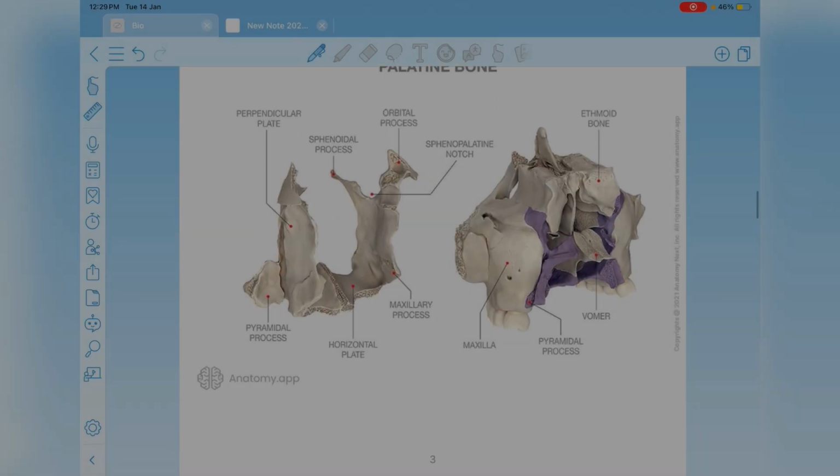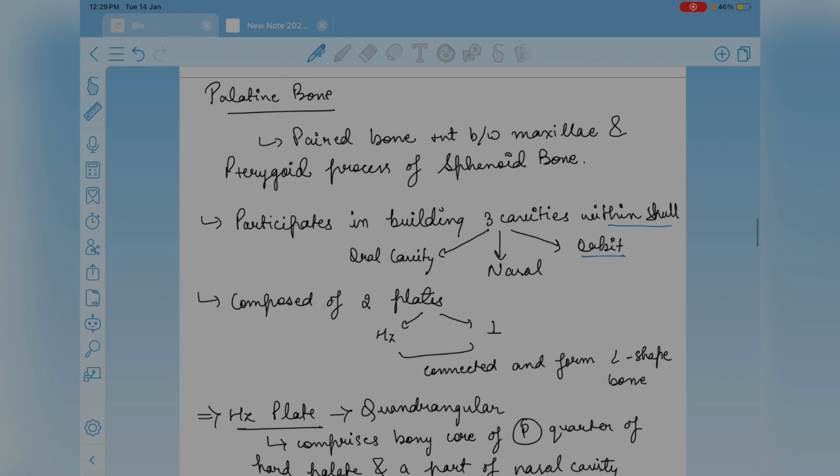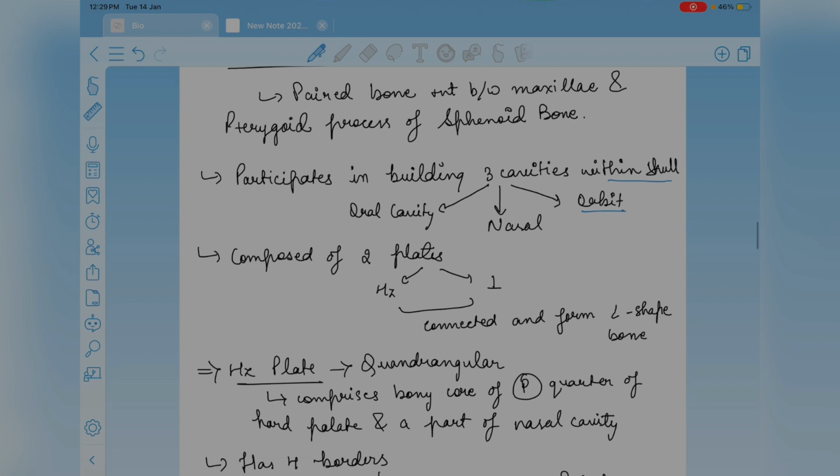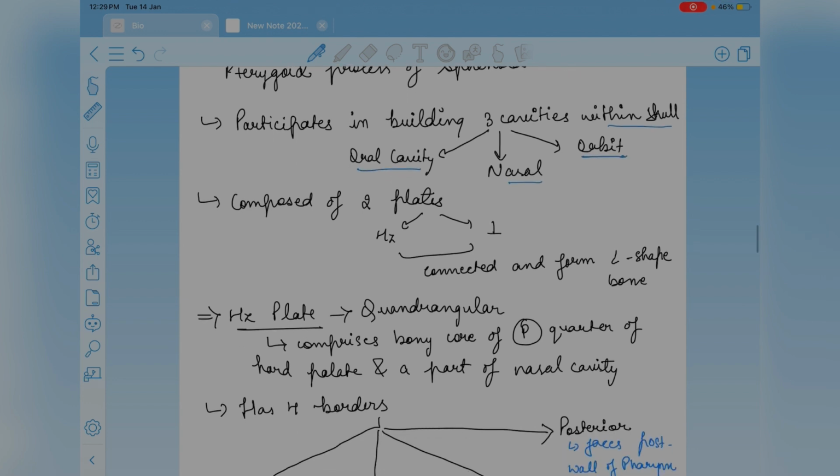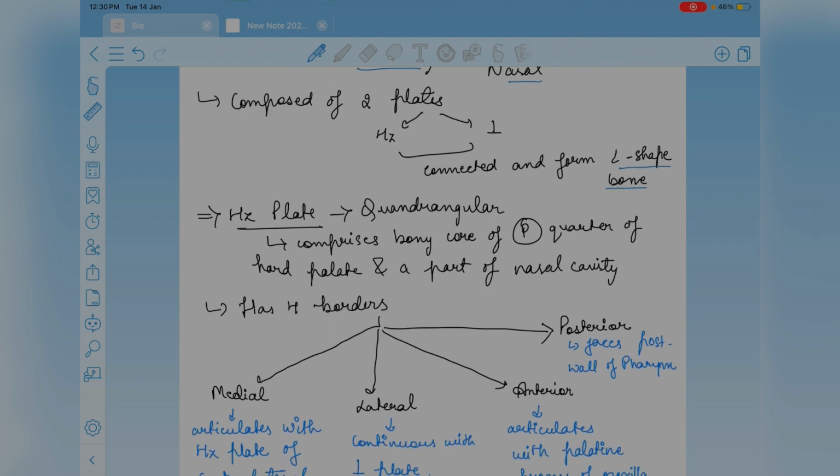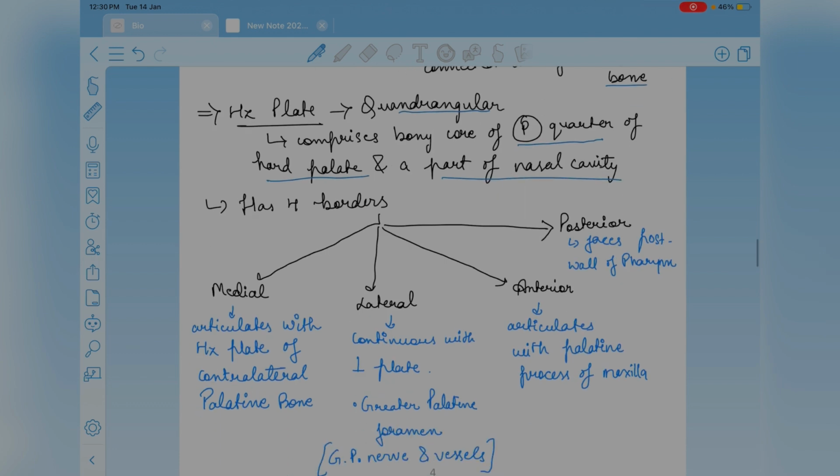So now the next bone is the palatine bone. The palatine bone is a paired bone present between the maxilla and the pterygoid process of the sphenoid bone. It participates in building 3 cavities within the skull: the oral cavity, nasal cavity, and the orbital cavity. It is composed of 2 plates, the horizontal and perpendicular, that are connected and give the L shape to the bone. So now we will first discuss the horizontal plate. It is quadrangular in structure, and it comprises the bony core of the posterior quarter of the hard palate and a part of the nasal cavity. It has 4 borders.